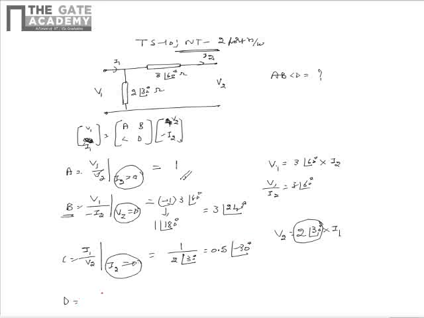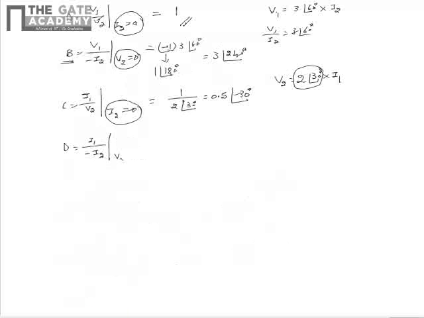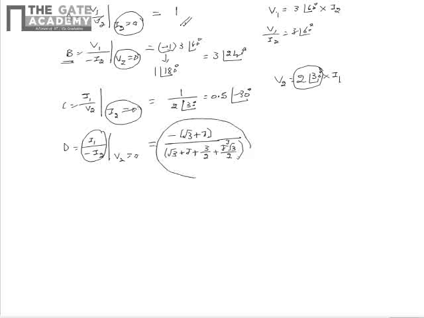Finally, we can write D is equal to I1 divided by minus I2 when V2 is equal to 0. That is, when the output terminals are shorted, D is equal to I1 divided by minus I2. And using the current divider rule, this can be written as minus of root 3 plus j divided by root 3 plus j plus 3 by 2 plus j root 3 by 2 or j 3 root 3 by 2. From this we can say that the D parameter out of the transmission parameters can be obtained as shown.